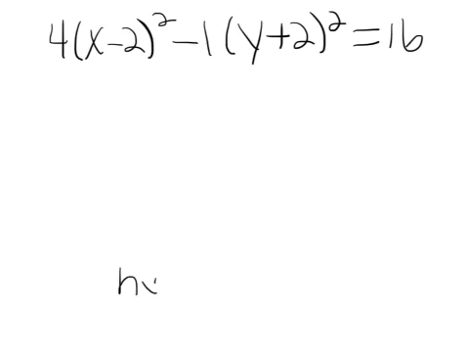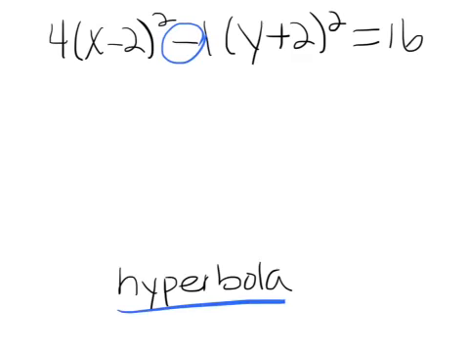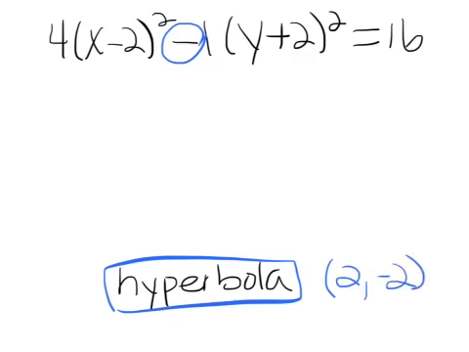And how do we know that? Well, the hyperbola is the only one that has that subtraction symbol in between the squared terms. Remember, that's sort of how I remember that it's a hyperbola. Now to find its center, we already have the center right there. It's at 2 and negative 2. And we get that from the opposite signs of these inside the parentheses.